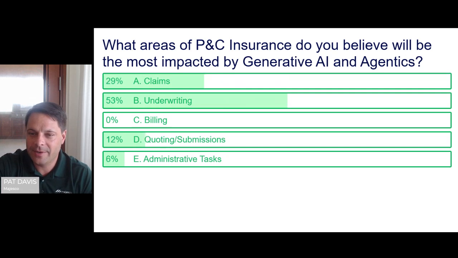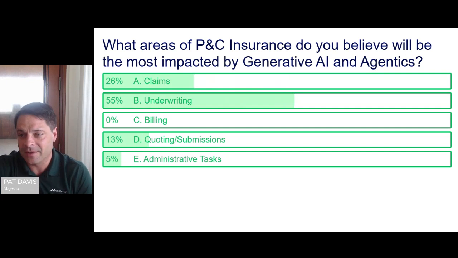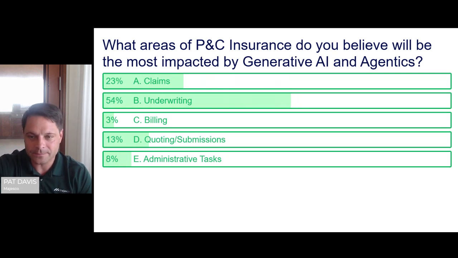Still have some polls coming in here, but it looks like claims and underwriting are winning the race. So yeah, I totally agree with a lot of these. I think administrative tasks is also going to take off in a big way, as far as any sort of TPA work or any sort of manual processing. Underwriting for sure. I think claims we've been seeing more and more AI come to for a while now. And obviously we talked a little bit about quoting and submission earlier today. But these are all great examples of where I also believe that AI is going to have a big input. So thank you for those responses.